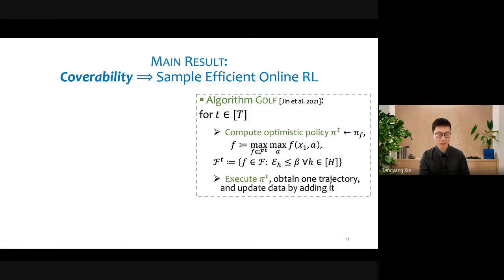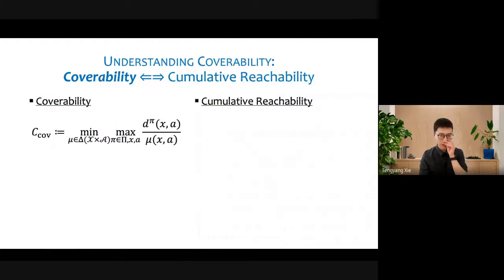Yeah, so maybe after that you may want to ask, what does that mean? What can that imply? So let's try to understand coverability. And I would say one of the most important properties of coverability is that it has an equivalent definition, and I would call it cumulative reachability. So recall the definition of coverability is this. We now define another thing, cumulative reachability.